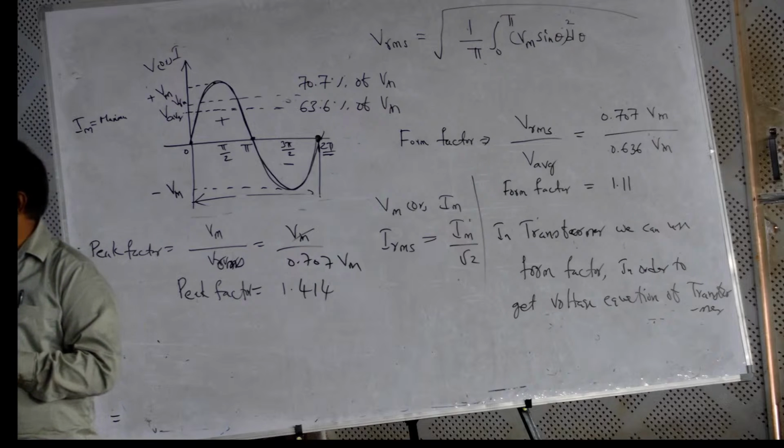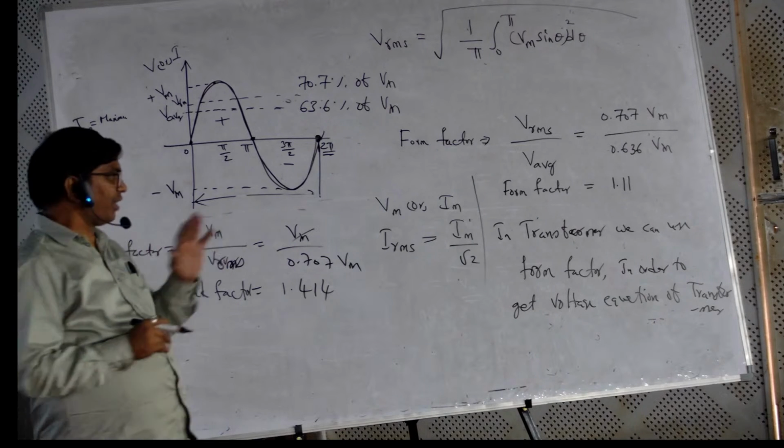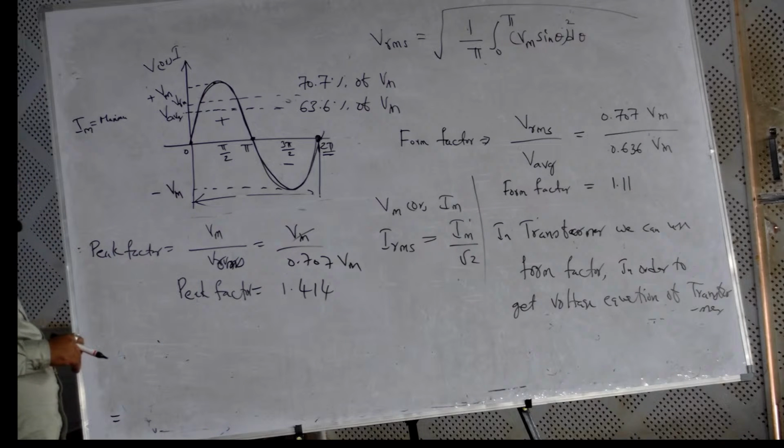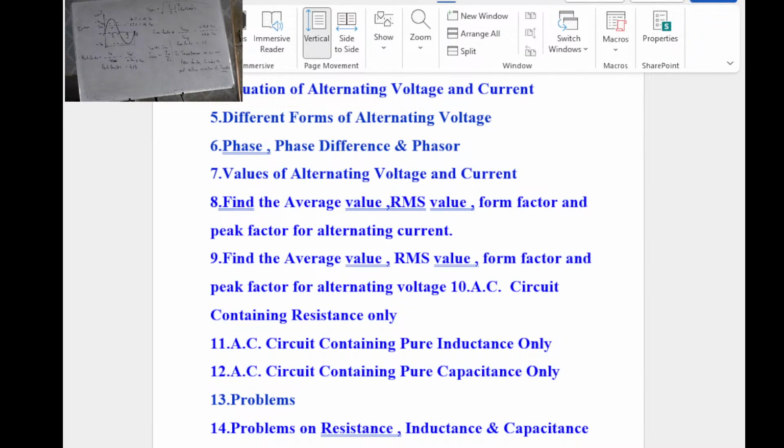Then this 10th, 11th, 12th, 13, 14, 15 we will deal with up to evening. So what happens if we apply AC voltage to the resistor? I will tell now. If we apply AC to the capacitor, what happens? If we apply AC to the inductor, what happens? I will explain now.